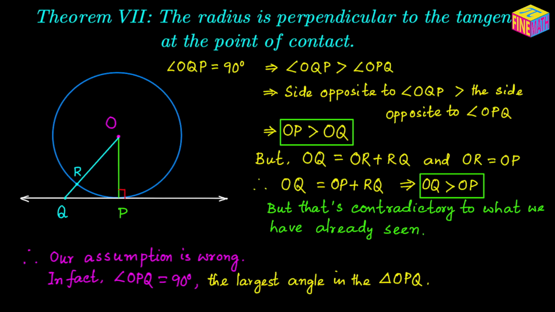And this is a very important property of a circle, that the tangent is perpendicular to the radius, or the radius is perpendicular to the tangent at the point of contact. This is a very important property. Please make a note of it.